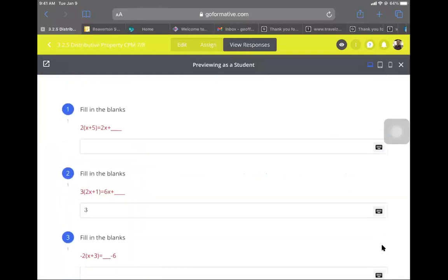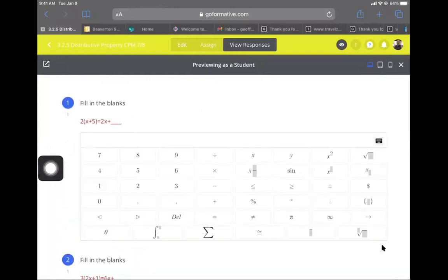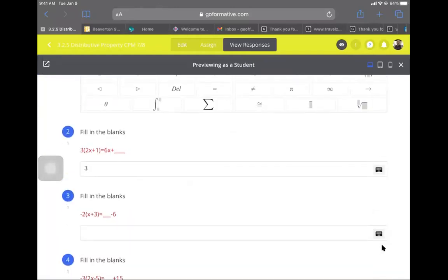All right. So what I'm going to do is multiply. Distribution is just a fancy name for multiply. In this case, we would do 2 times x, that's the 2x, and 2 times 5, that's that one. So my answer here for this one is 10. Same thing here: 3 times 2x, well, that's 6x, and then 3 times 1 is 3. That's the answer we put in there.